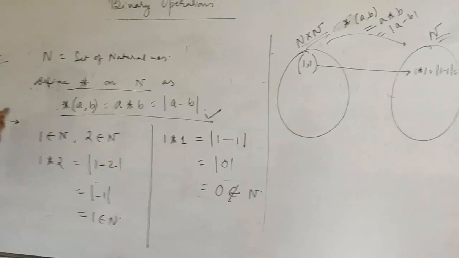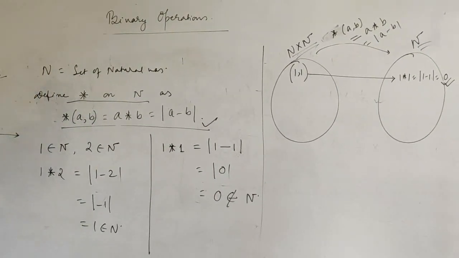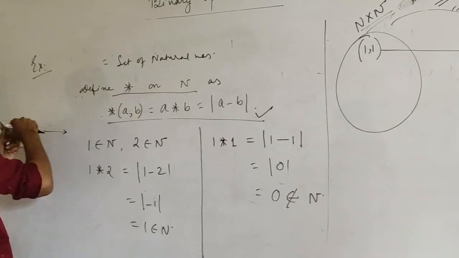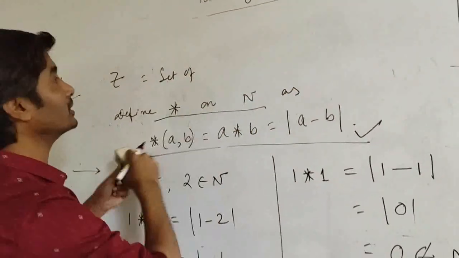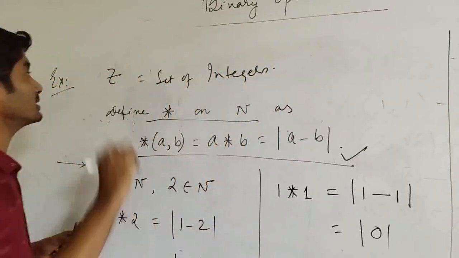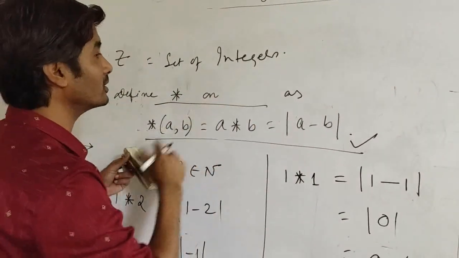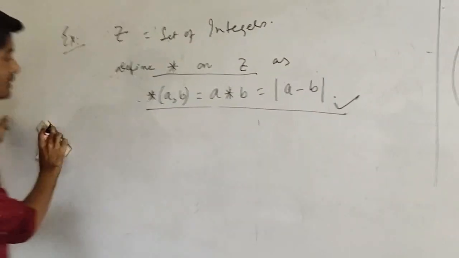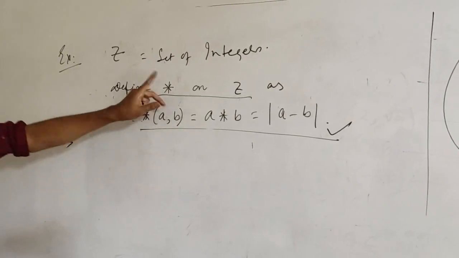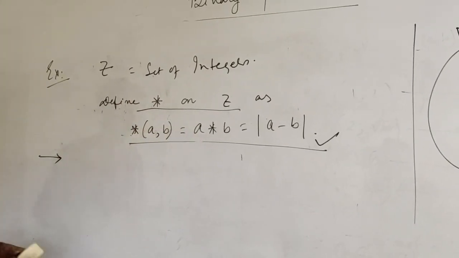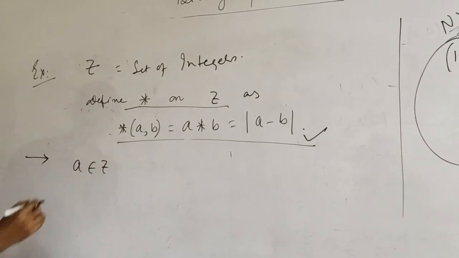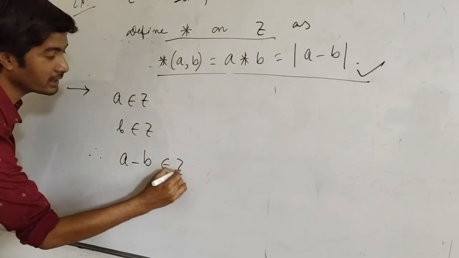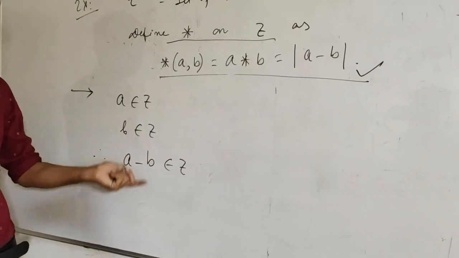But if I slightly change this set, if I want to make this star binary on a particular set, then let us see by taking Z here. Z is the set of integers. We are taking Z, the set of integers, and star is defined on Z in this way. Then we notice that on Z this will be binary, because we take two integers, a is an integer, b is an integer, therefore their difference is again an integer. This is a very fundamental result, that the difference of two integers is again an integer.